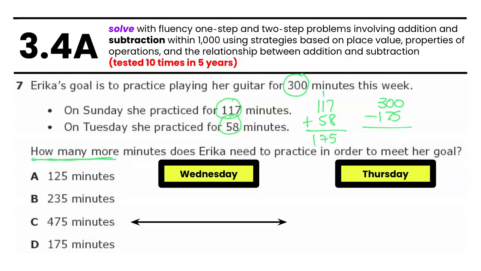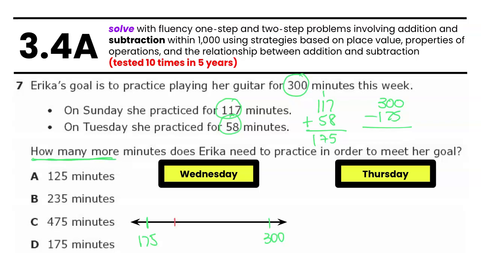Now on Wednesday, we're going to teach students to do this on an open number line by counting up. So again, just like in the previous problem, we would have 175 and 300, and we would figure out how to count up to 300.